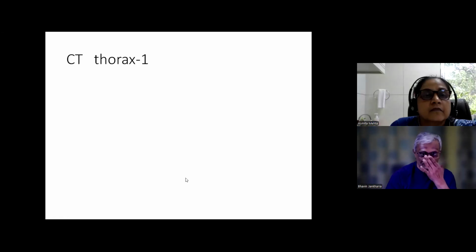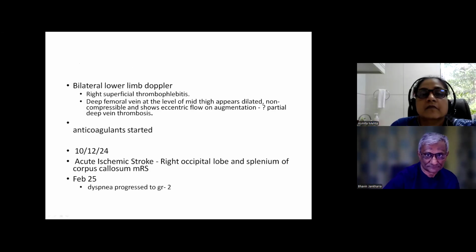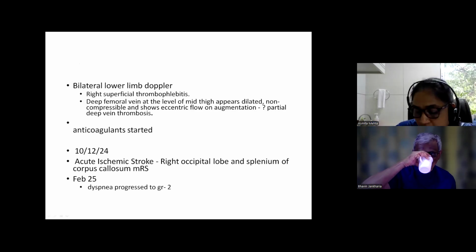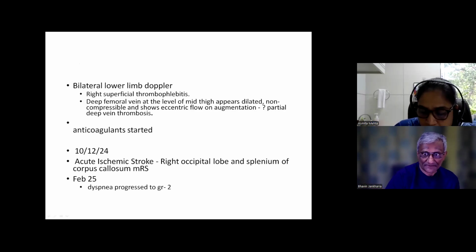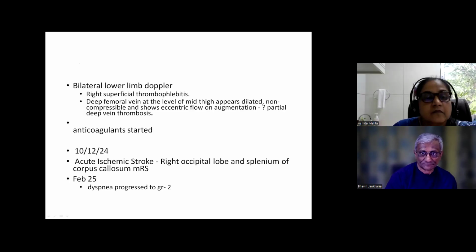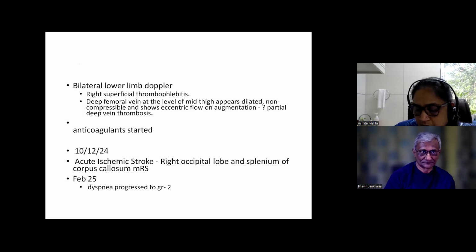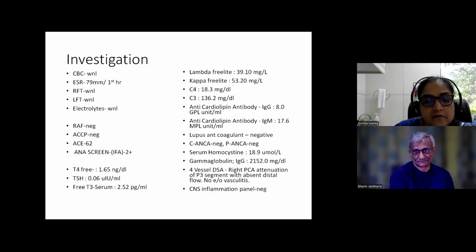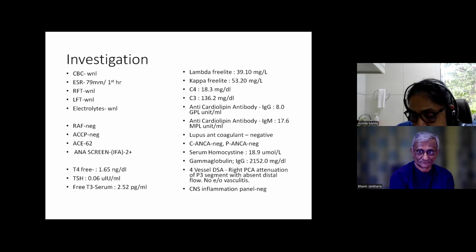After this CTPA, which showed a pulmonary embolism, a bilateral lower limb Doppler was done, and it showed the deep femoral vein at the mid-thigh level appearing dilated, showing a partial deep vein thrombosis, and anticoagulation was started. After anticoagulation was started, on 10/12, she developed an acute ischemic stroke involving the right occipital lobe and the splenium of the corpus callosum. Now her current status, in February 25, is that the dyspnea has progressed, though she has recovered from her stroke.